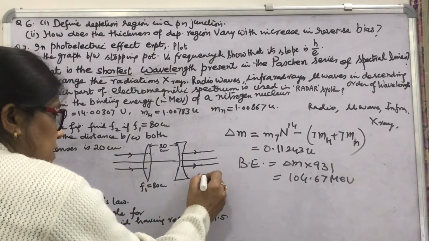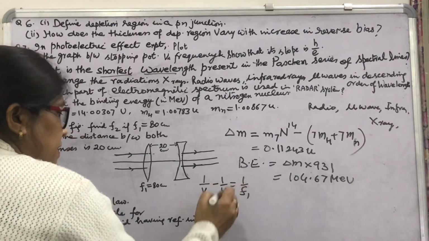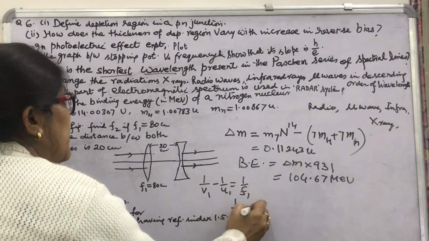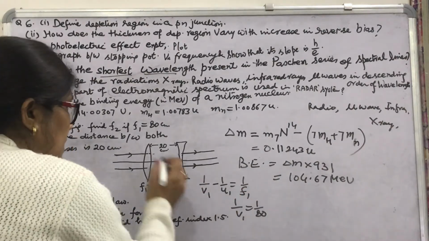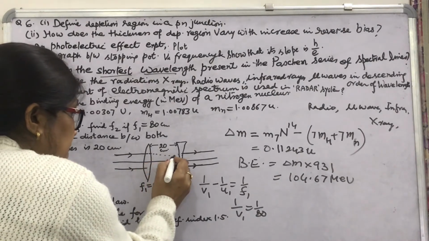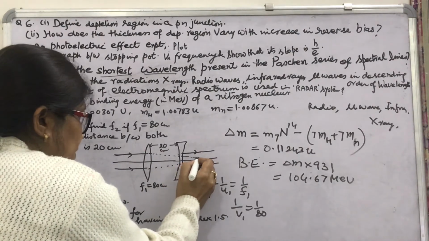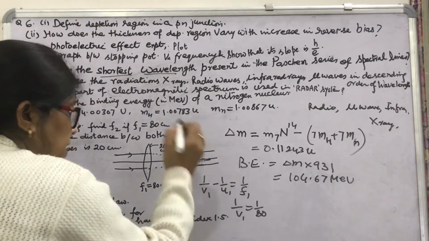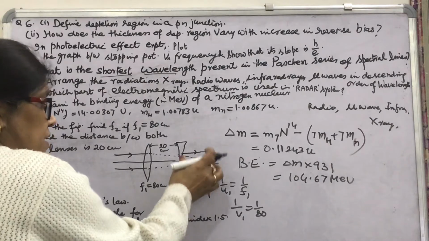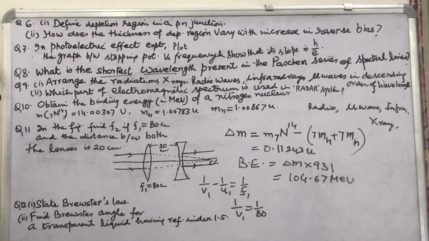So what formula will you apply here? 1 upon v minus 1 upon u equal to 1 upon f1. Since u is infinity, you write here v1, so 1 upon v1 will be 1 upon 80. It means that rays are focused here at the distance of 80 centimeter from the convex lens. Now this image I1 will act like the virtual object for this lens, the concave lens.